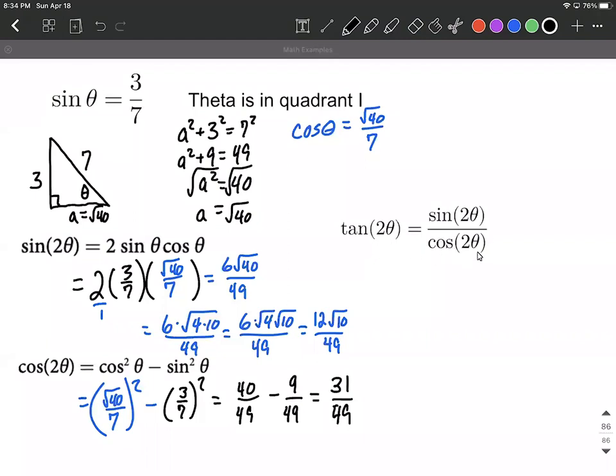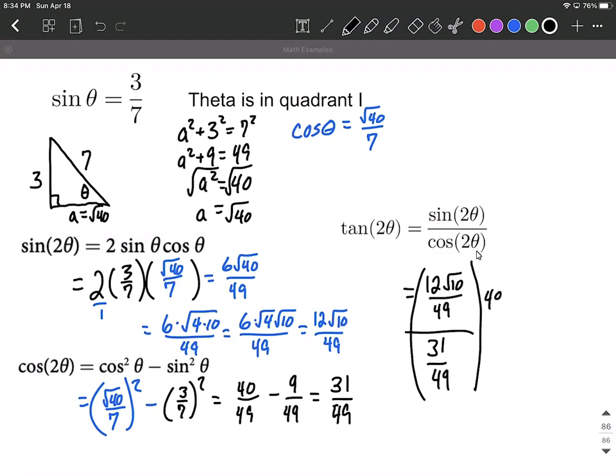All right. Lastly, what we want to do is find tangent of 2 theta. So tangent of 2 theta, using this quotient identity, instead of the other formula, what we can do is set up the sine of 2 theta, which we said was 12 square root of 10 over 49, divided by the cosine of 2 theta, which was 31/49. From here, I would elect to multiply numerator and denominator both by 49 to clear out these fractions within fractions. It's multiplying the same thing, numerator and denominator, but what that allows us to do is these make a 1 and these make a 1. So our final answer is we're left with 12 square root of 10 over 31. And that's going to be our tangent of 2 theta.